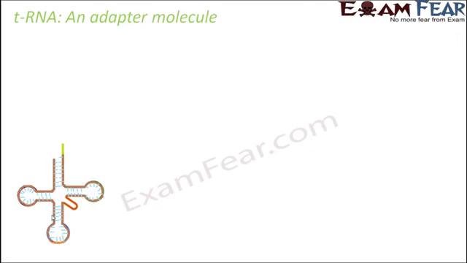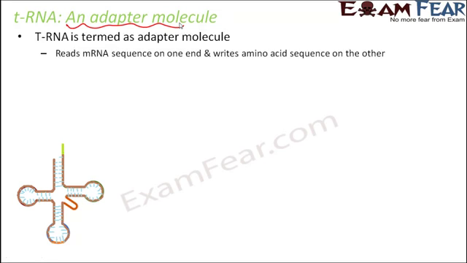Now tRNA is termed as an adapter molecule. Why is it so? This is because of this special property of tRNA, that on one hand it can connect to an amino acid, and on the other side it can also connect to the mRNA. So due to this, it is often termed the adapter molecule. It can read the mRNA sequence on one end and it can write the amino acid sequence on the other end. So it does a two-in-one job. This side is the amino acid and this side is reading the mRNA. That is why it is called adapter molecule.